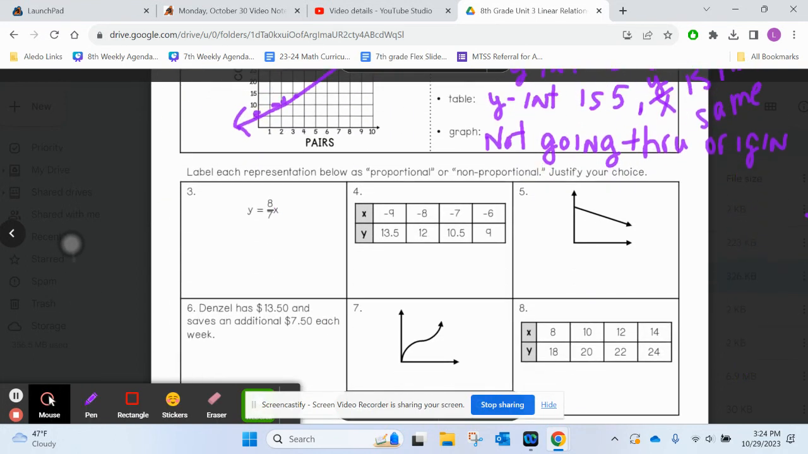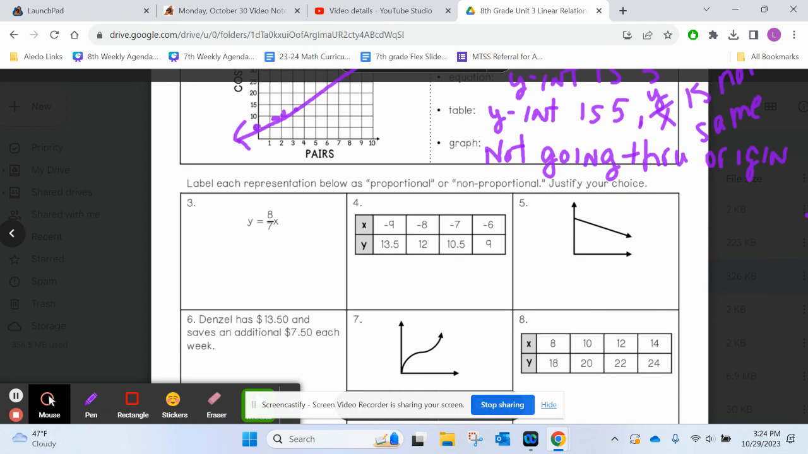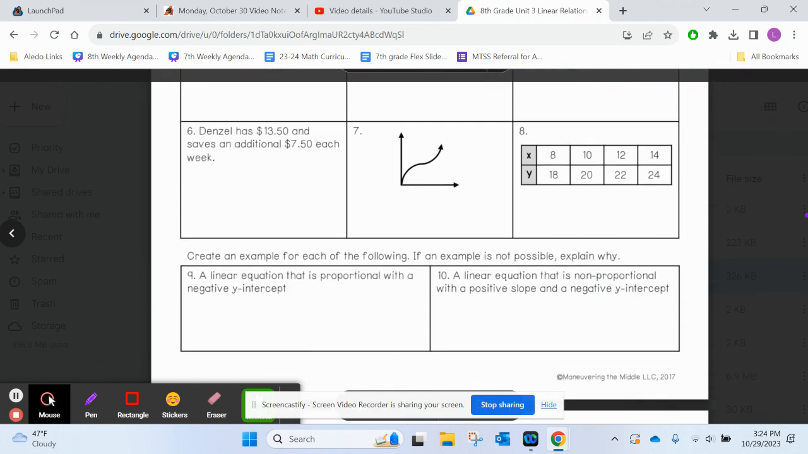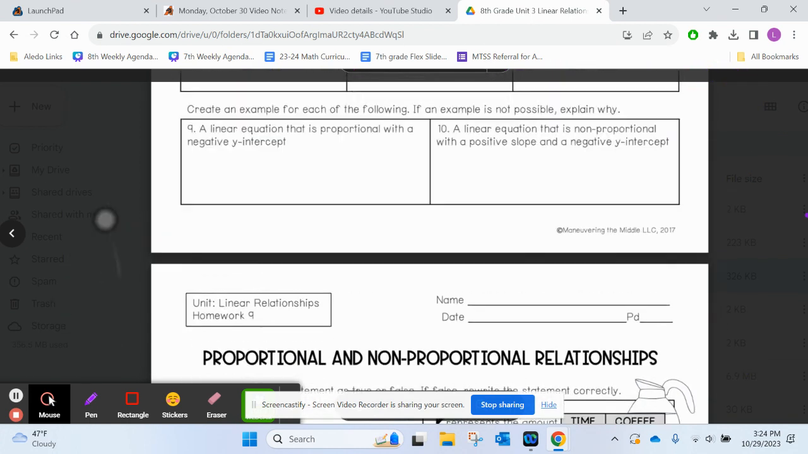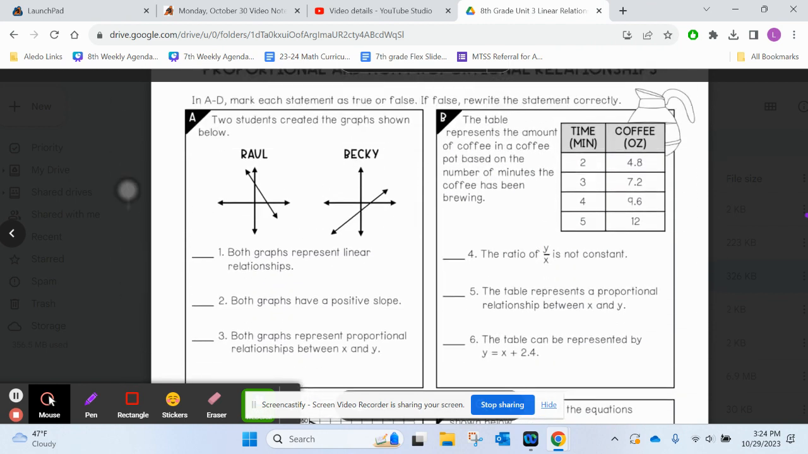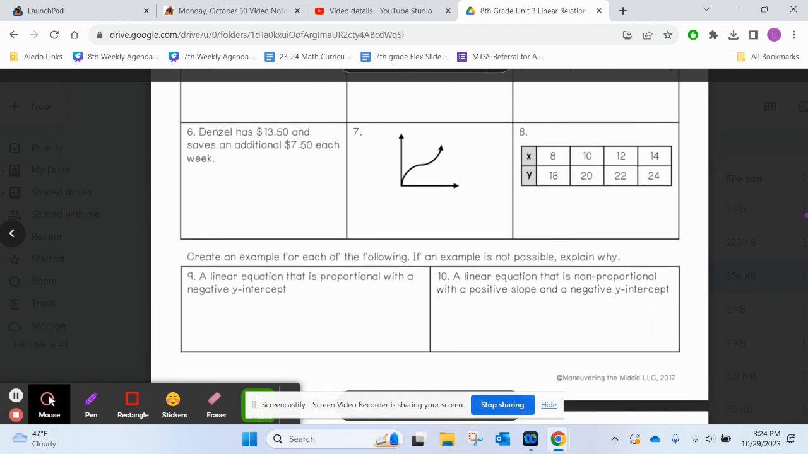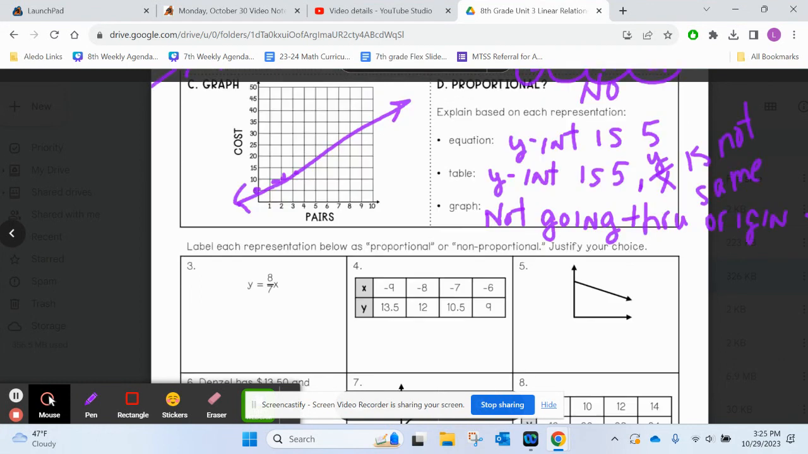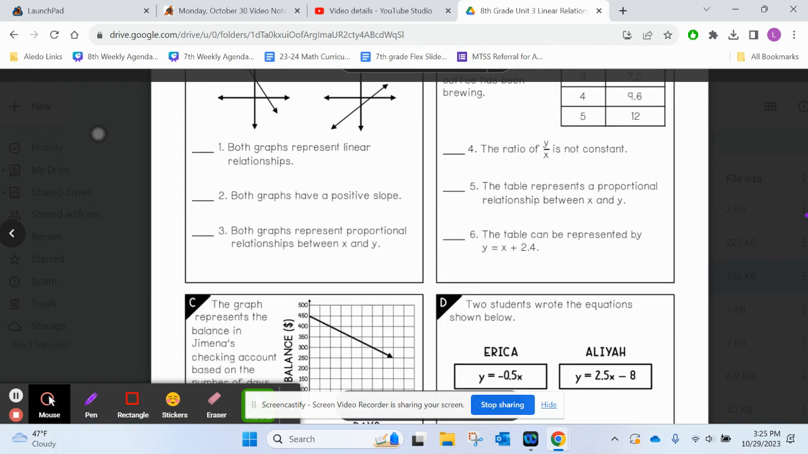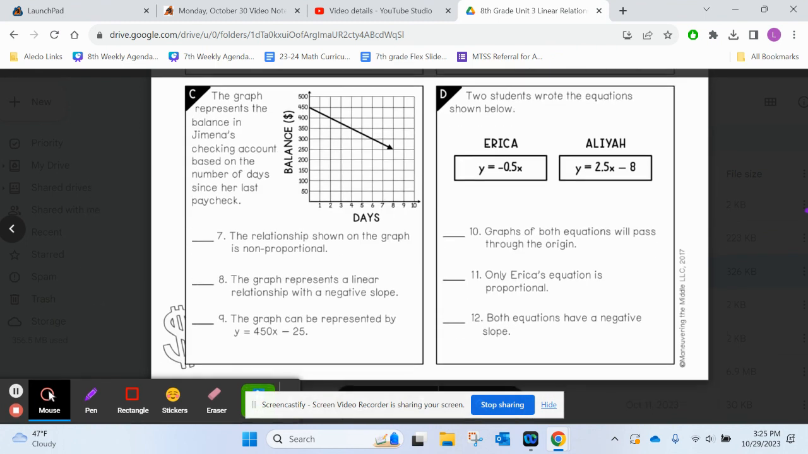I want you to pause a minute, and I'm pretty sure I have these in your packet. So I'm actually not going to pause. I'm going to end the video, and you're going to complete the rest of these problems from your packet using your notes. Make sure that you have glued your notes into your notebook.